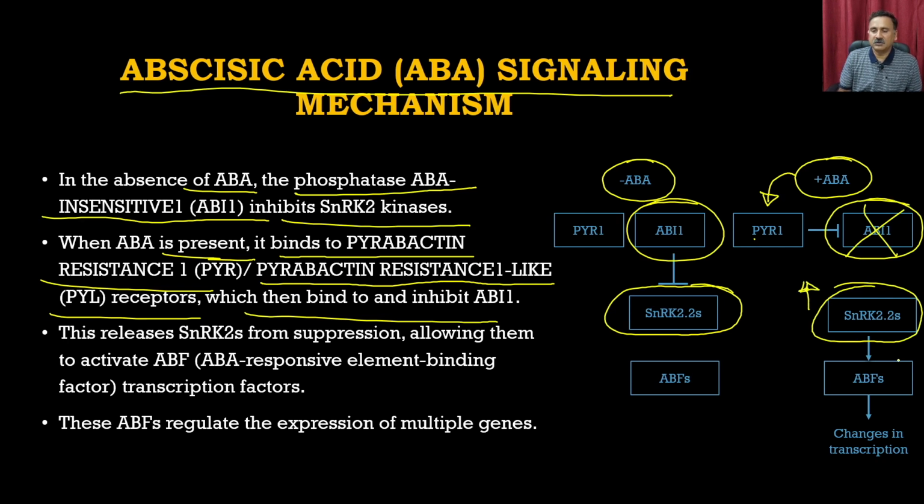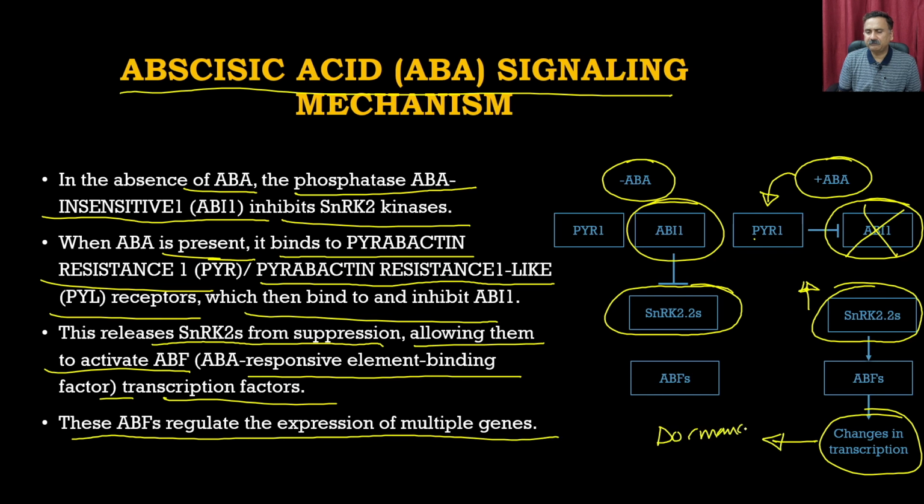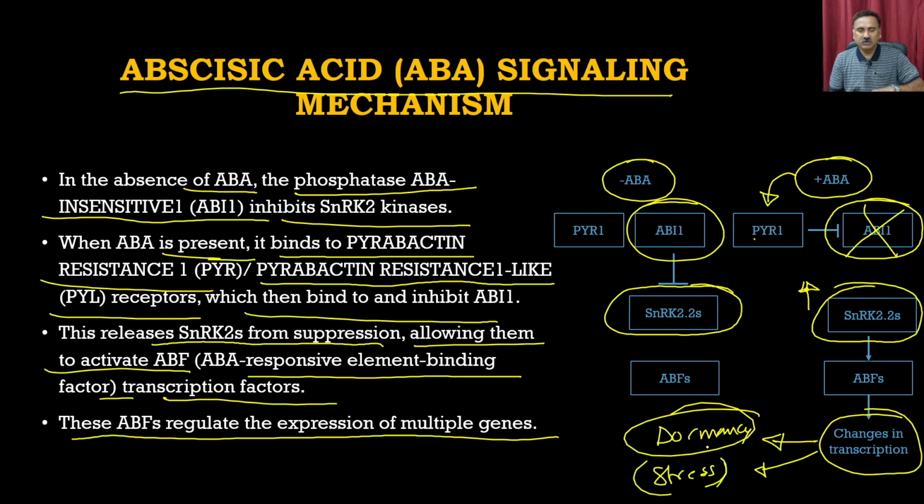And as a result of that, the kinase, SnRK2, is going to be in an active state, and that's how it is actually going to activate the ABA responsive factors, and that is going to change the transcription. So this releases the SnRK2 from suppression, allowing them to activate the ABA responsive element binding factors, or the transcription factors. ABA regulates the expression of multiple genes, which are mostly responsible for dormancy, or for withstanding different types of stress. So they are actually going to make the plant withstand different types of stress.